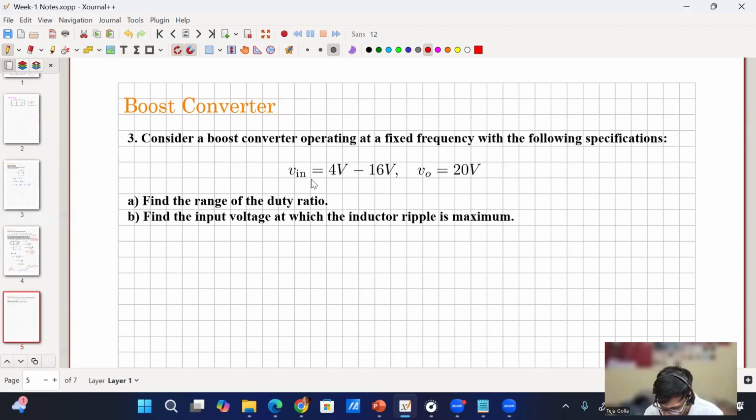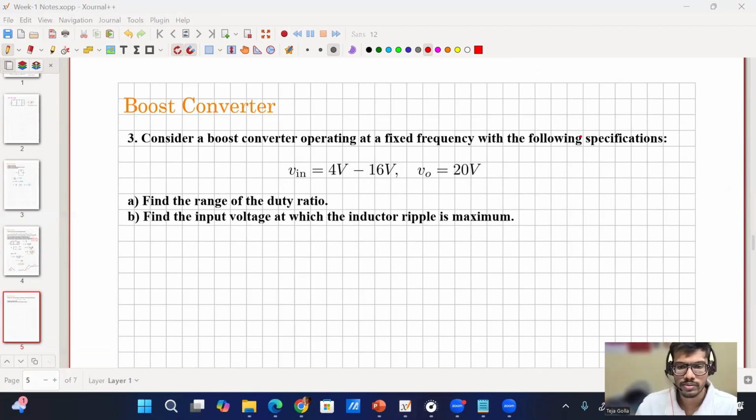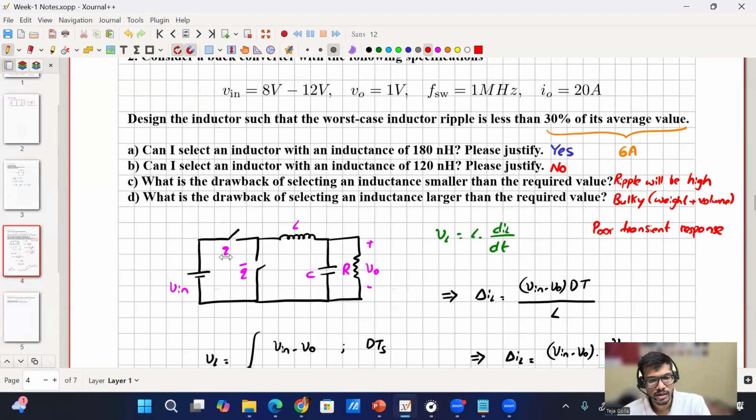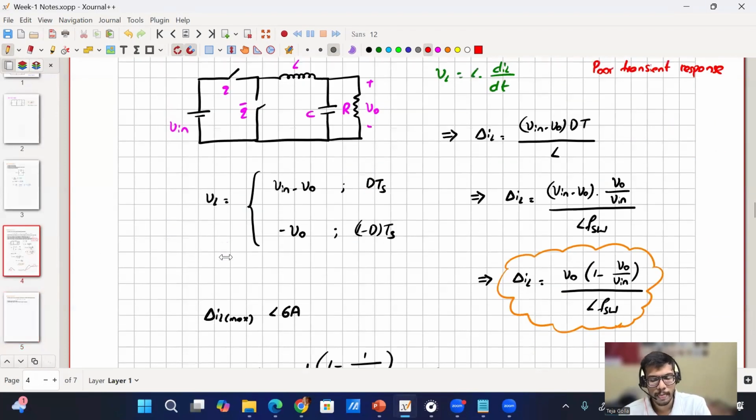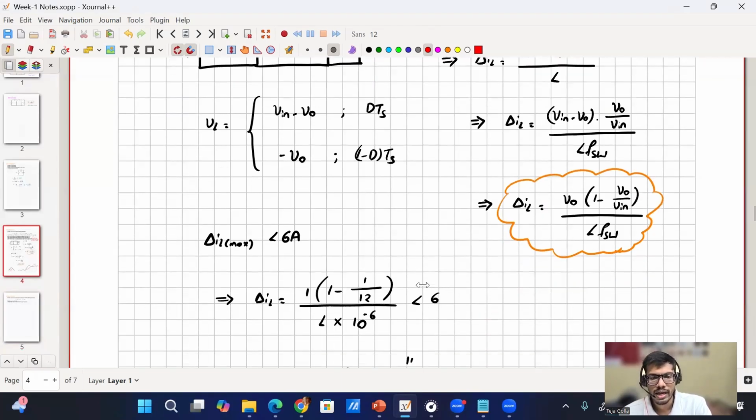So for a boost converter, let me clarify one thing. Whenever we are designing the inductor, we have to choose a maximum input voltage, right? Last time we discussed that for a buck converter, I have to choose depending upon the value of the equation. So I have to choose that condition where the ripple is maximum.